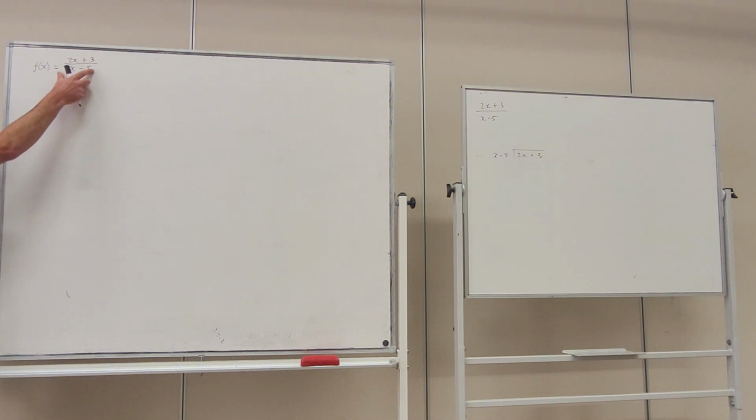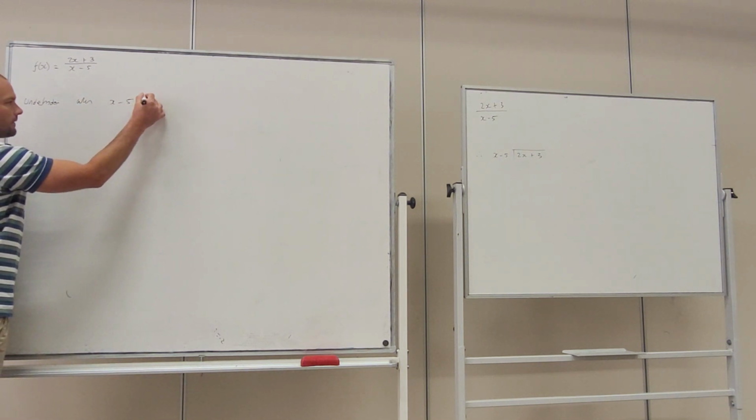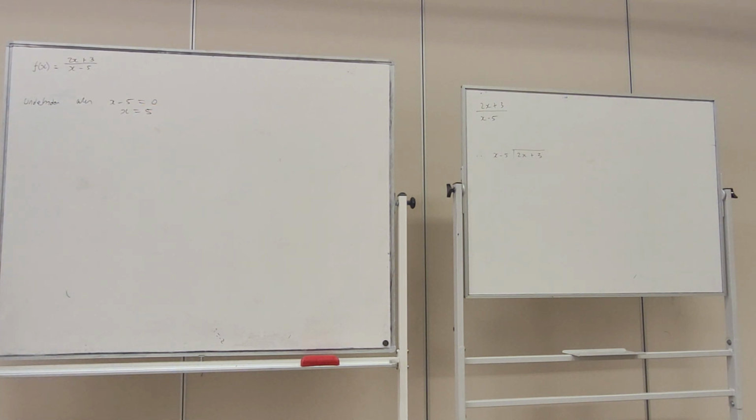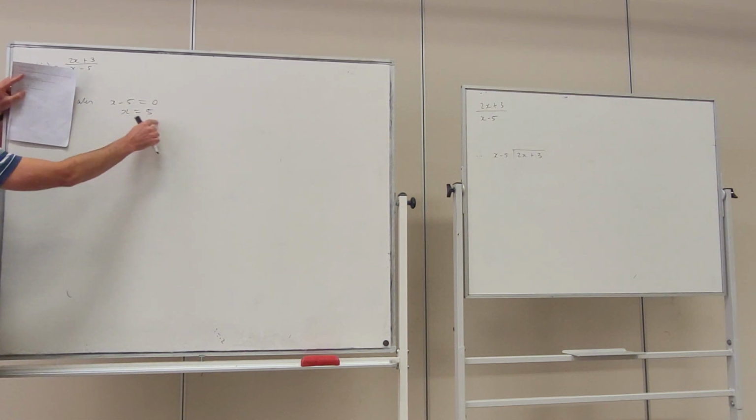So the first thing we should be looking at is, well, it's got this denominator and it's going to be undefined when the denominator equals 0. And so the denominator x take 5 equals 0, and so we'll get x equals 5. There's an asymptote at x equals 5, and it's a vertical asymptote. I know it's vertical because the definition of it is it's an x value equal to 5.